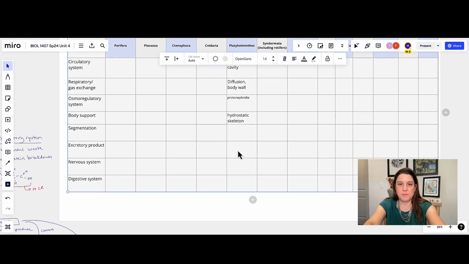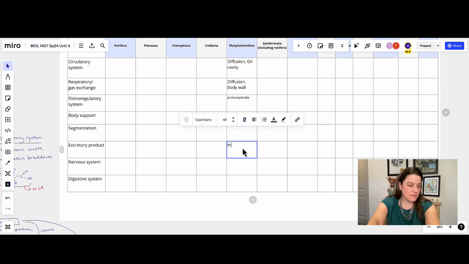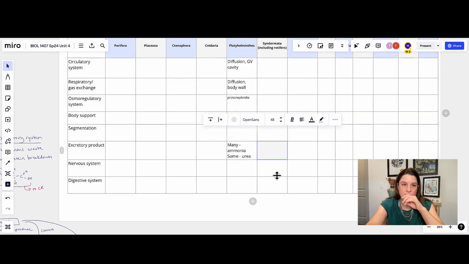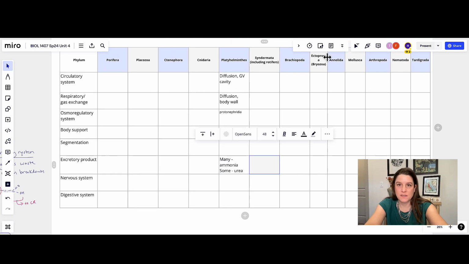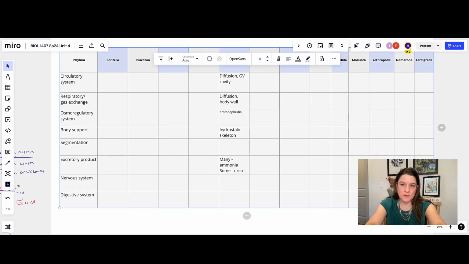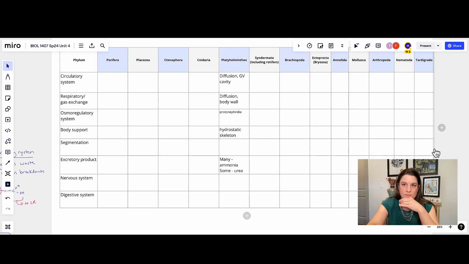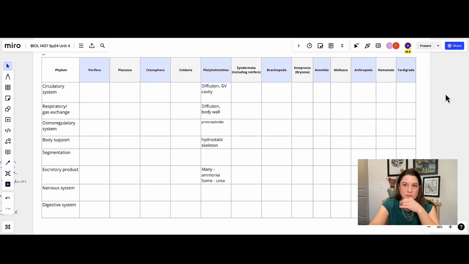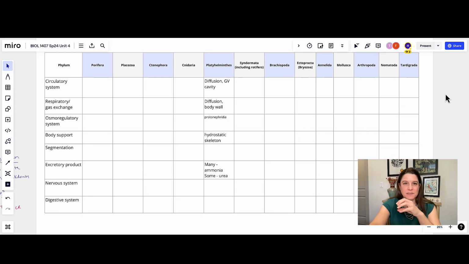So excretory product for Platyhelminthes. A lot of them have used ammonia. Some use urea. When I ask you these directly, I think the most important ones are the Arthropoda, really. And some of the mollusks. The idea here, though, is the land-dwelling versus the water-dwelling.